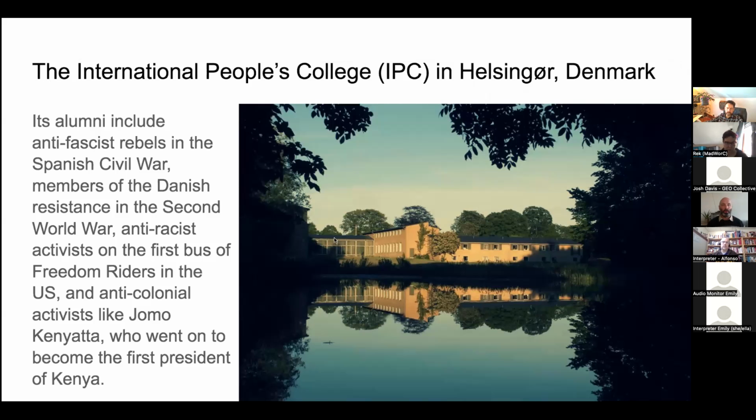One folk school here, the International People's College in Denmark, had a lot of movement people move through it. The alumni included anti-fascist rebels in the Spanish Civil War, members of the Danish resistance in the Second World War, anti-racist activists in the first bus of the Freedom Riders in the US, and anti-colonial activists like Jomo Kenyatta, who went on to be the first president of Kenya.